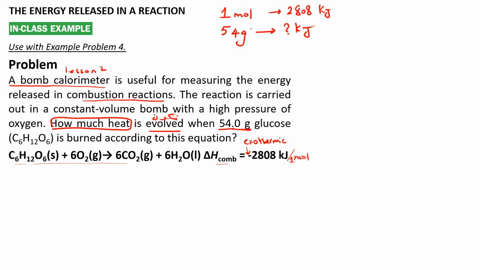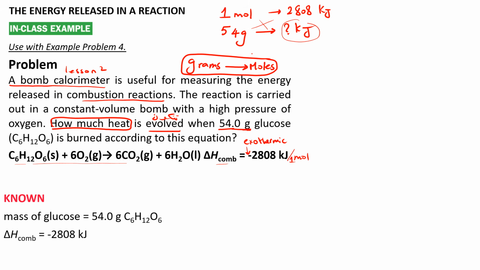هني ما أقدر أسوي الضرب التقاطعي. I cannot do cross multiplication to get my answer because I need to change grams into moles first. Okay, I need to change grams into moles first. So this is what we know. We know the mass of glucose, 54 grams, and we know the delta H combustion, which is for 1 mole. المول واحد. What we don't know is Q, كمية الطاقة الحرارية اللي بتتكون. Okay?